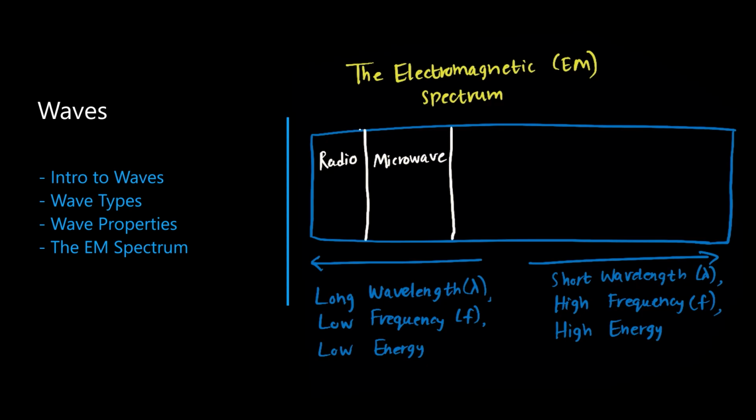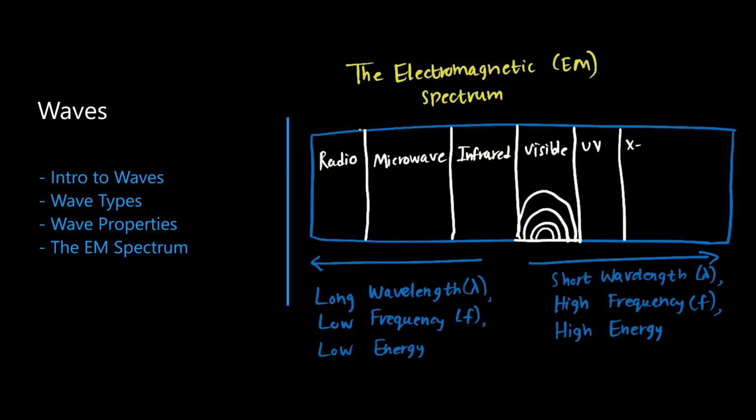Then come X-rays, which are high energy enough to pass through soft tissues, allowing us to image bones. And at the highest energy, shortest wavelength end are gamma rays, produced by nuclear reactions and cosmic events. Each part of the EM spectrum has unique properties and applications, from communication and medical imaging to astronomy.